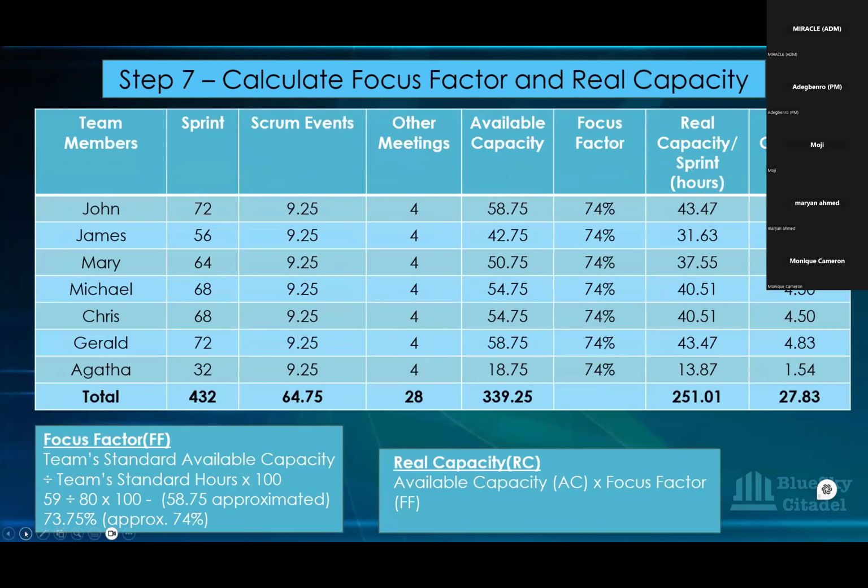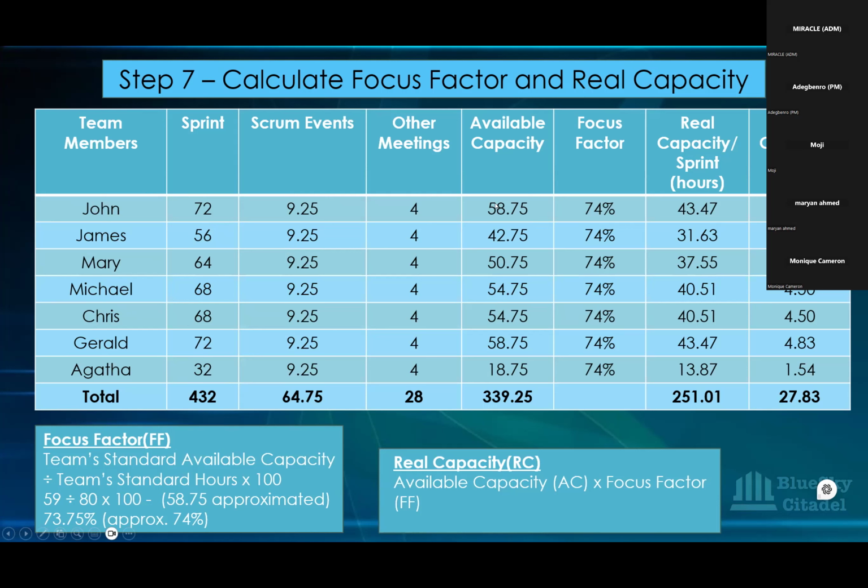Now for the team standard available capacity, you used 59, which was John and Gerard, because I didn't take any day off. Now, assuming John and Gerard take a day off, excluding that bank holiday, what will you use for the team standard available capacity? It will still be 72 that we'll be using.